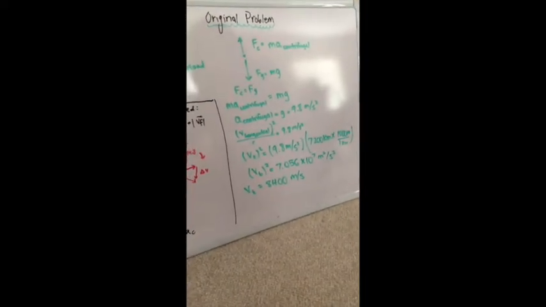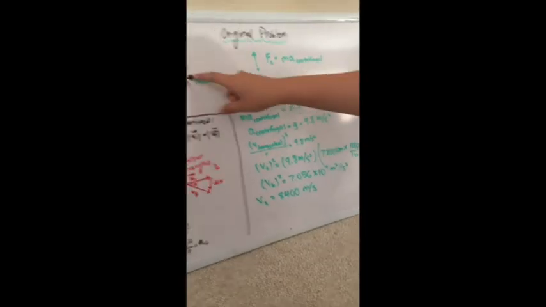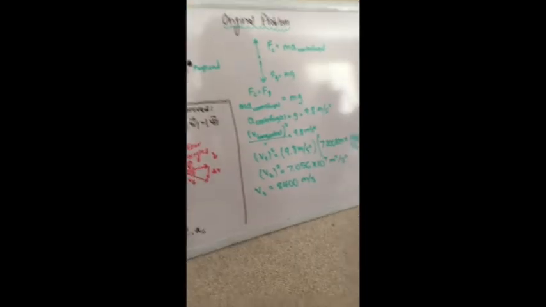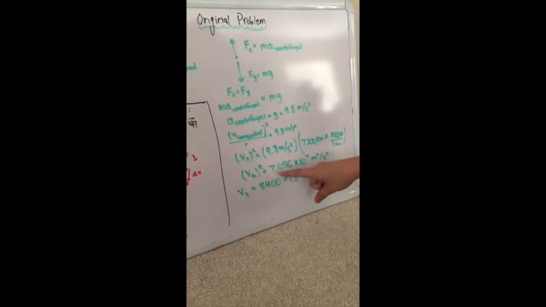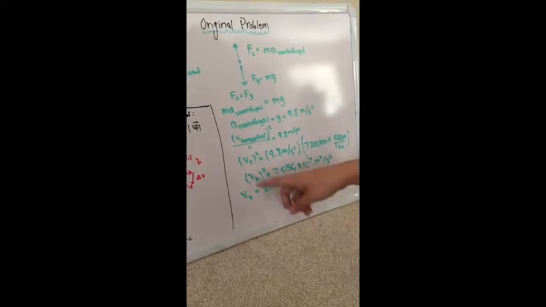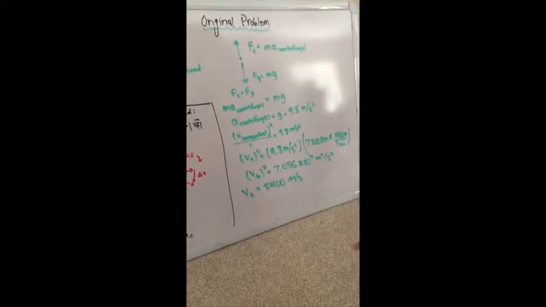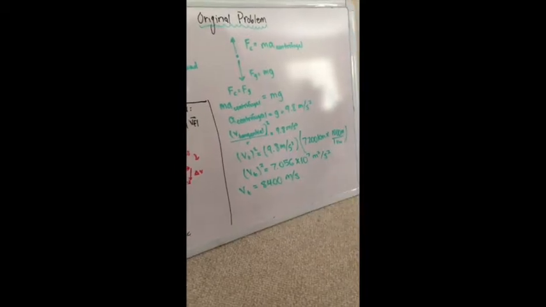By plugging it in and multiplying it by the distance, which we got from here, the distance from the orbit to the center of the planet, we got 7.056 times 10 to the 7th. And taking the root of it, we found the tangential velocity to be 8,400 meters per second.